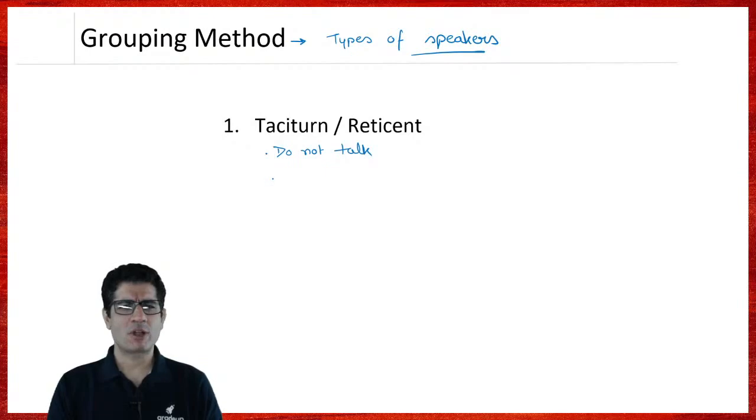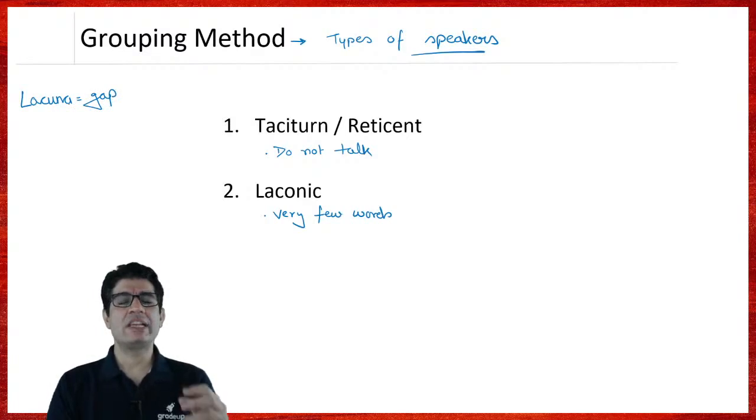Right? These are people who do not like to talk. Then there are people who are laconic. कल हमने किया था ना, people who use very few words to express themselves. सो ये ना पूरी बात भी नहीं बोलते हैं, आधी अधूरी बात ही बोलते हैं. Laconic actually comes from the word lacuna. Now lacuna means gap. So these are people who will leave gaps when they talk to you, right?